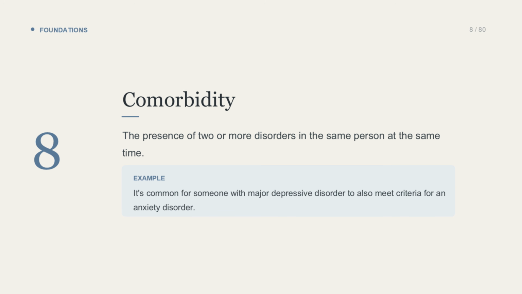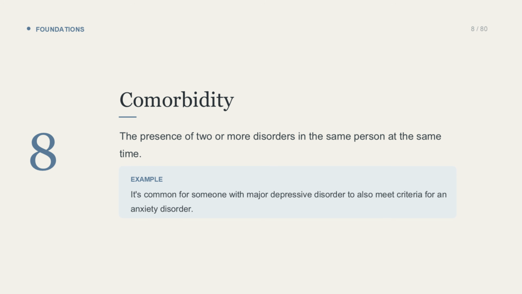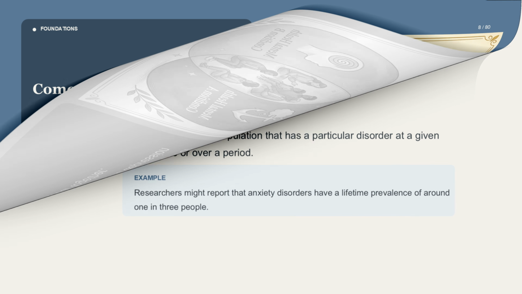8. Comorbidity. Comorbidity is the presence of 2 or more disorders in the same person at the same time. For example, it's common for someone with major depressive disorder to also meet criteria for an anxiety disorder, which is comorbidity.